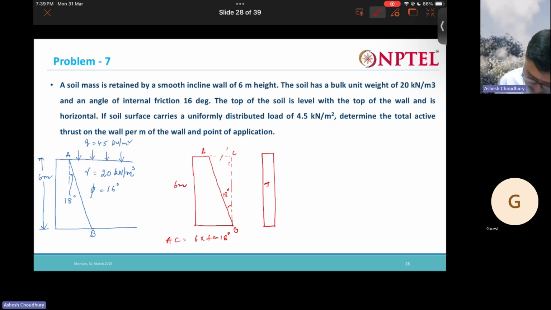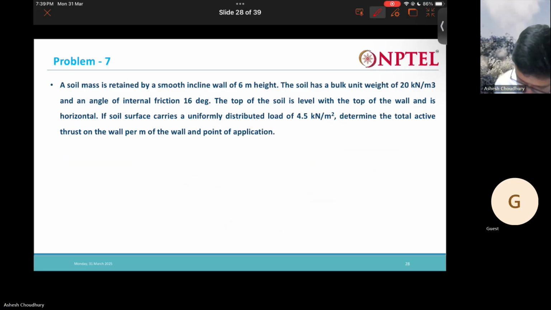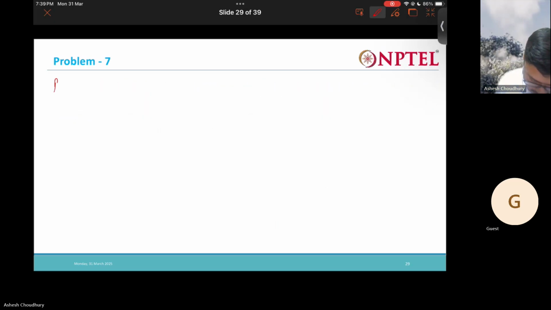So first you have this. So this is 4.5 times Ka, and then you have, how much? Okay, times 20 times 6. And what is my Ka? Sine 16 is 0.568. Okay, so one as usual.